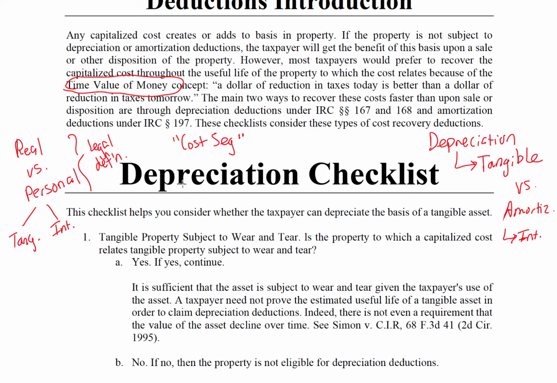Is it subject to wear and tear? If it is, we're going to continue. If not, then you can't depreciate. Now, I want you to take note that wear and tear is a specific definition in the tax law. It's a definition that's been developed through case law and regulations, and a taxpayer does not need to prove the estimated useful life of a tangible asset in order to claim depreciation. They don't actually have to show that this asset will depreciate over 7 years economically. That's not what we're doing here.